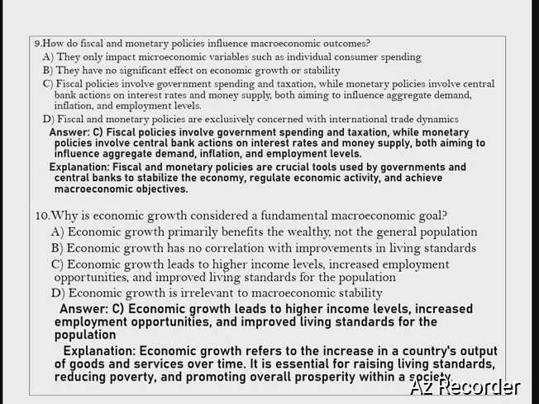Its explanation is fiscal and monetary policies are crucial tools used by governments and central banks to stabilize the economy, regulate economic activity, and achieve macroeconomic objectives.